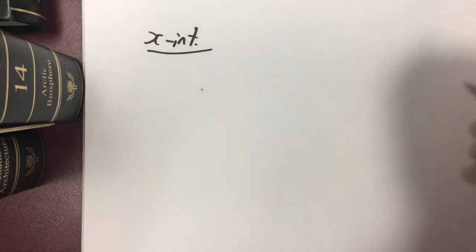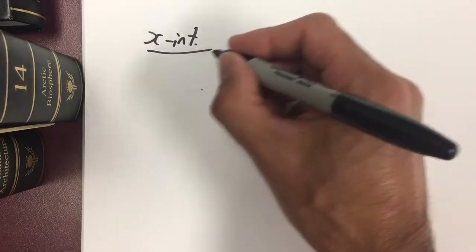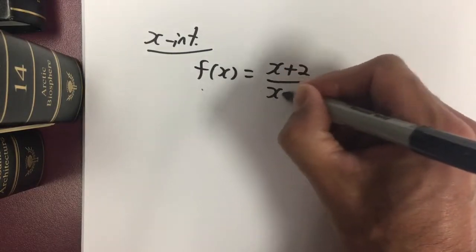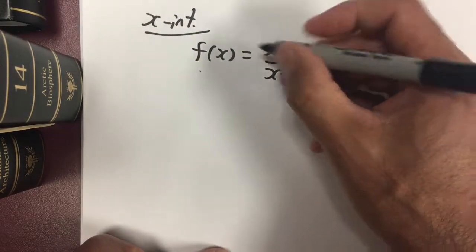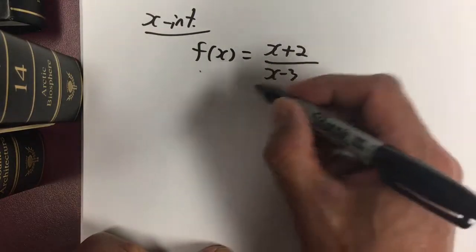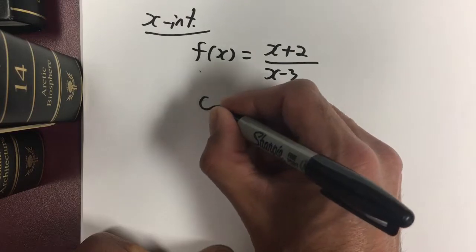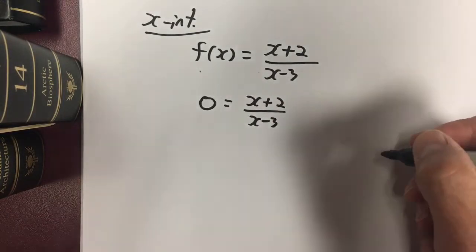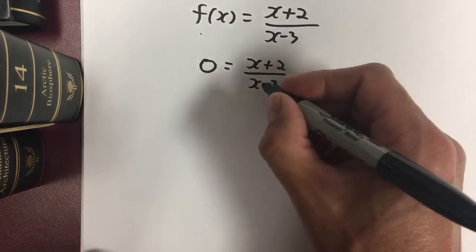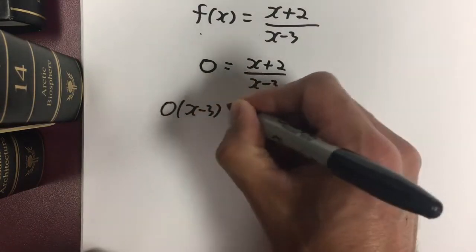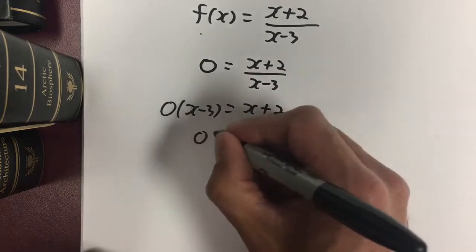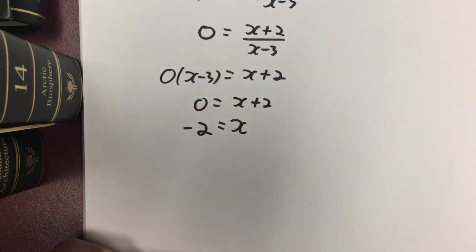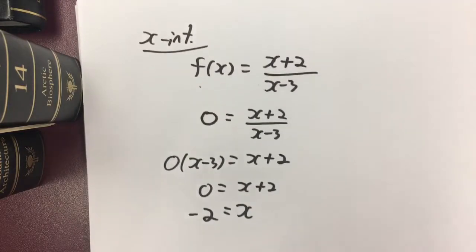Our x-intercept: to find the x-intercept, you simply make y equal to 0. So again, if f(x) = (x + 2)/(x - 3), and we're looking for the x-intercept, we want to find the spot where all of that is equal to 0. At a glance, you can tell this is negative 2. If you want to do the algebra, multiply out: 0 times (x - 3) is equal to x + 2. x is equal to negative 2. So that's our x-intercept.